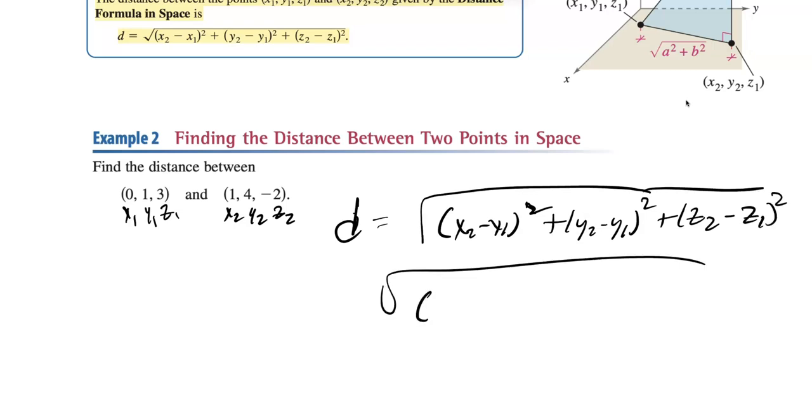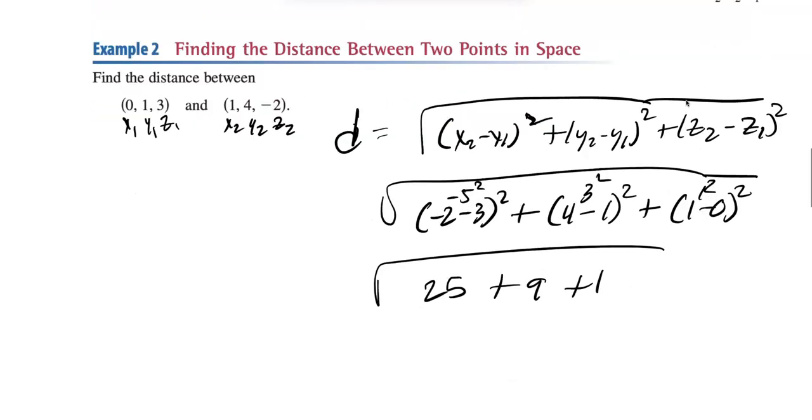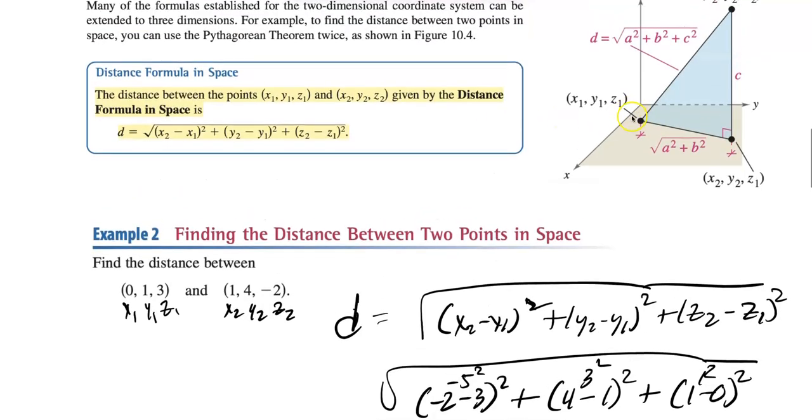So I'm going to get negative 2 minus 3 squared, plus 4 minus 1 squared, plus 1 minus 0 squared. This is going to be negative 5 squared, which is 25, 3 squared, which is 9, and then 1 squared, which is 1. So I get 25 plus 9 plus 1, which is 35, the square root of 35. That's the distance between these 2 points, square root of 35.